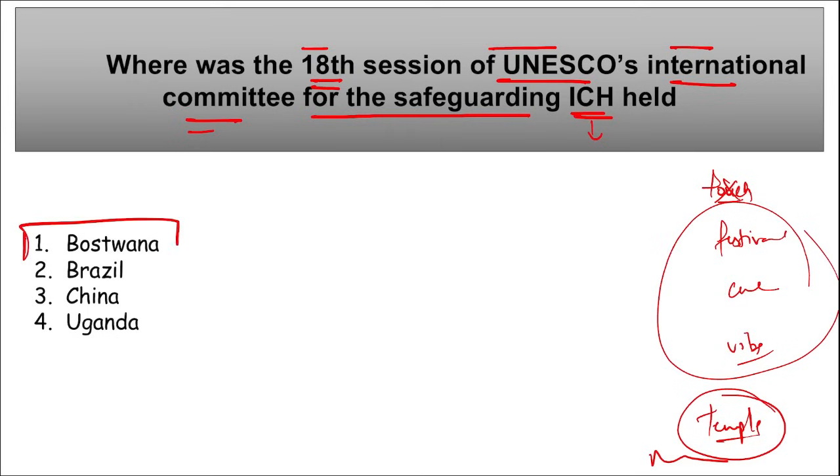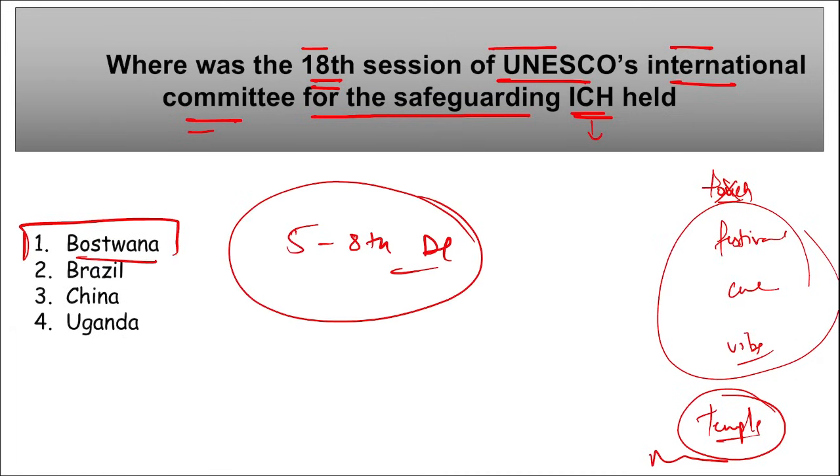It was held in Botswana, from 5th to 8th of December, that this UNESCO's International Committee for the Safeguarding ICH was held. Remember, this session inscribed 55 new cultural practices, including India's Garba dance, to the intangible cultural heritage list. And the 20th anniversary of the adoption of the Convention for the Safeguarding of the Intangible Cultural Heritage was celebrated during this session.